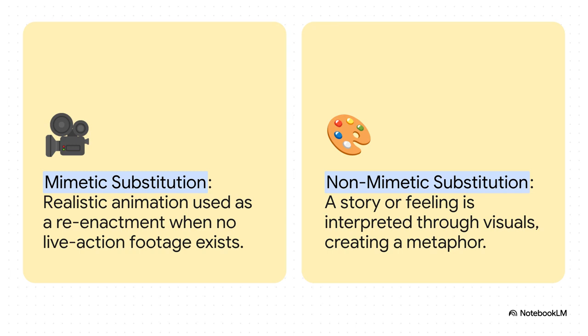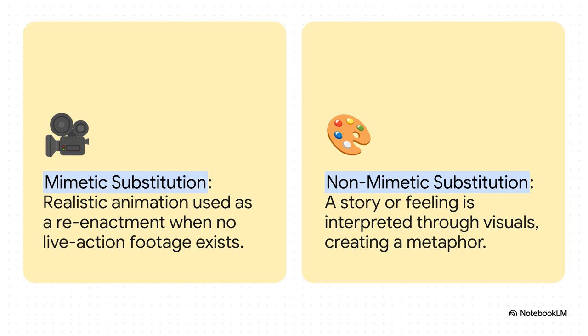The scholar Annabelle Rowe actually breaks this down into two big ideas. First, you've got what she calls mimetic substitution. That's the straightforward one. Think of a history documentary animating a huge battle that obviously was never filmed. But then you have non-mimetic substitution, and this is where things get really wild. It's where an artist might show a person's anxiety, not by having them talk about it, but by animating it as a swirling storm of colors.